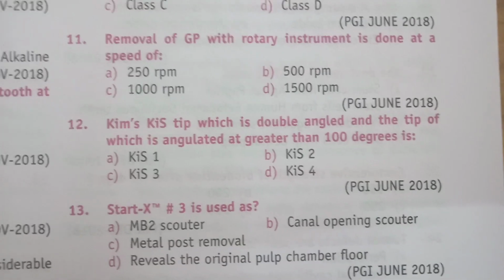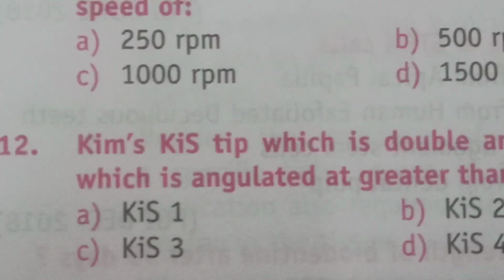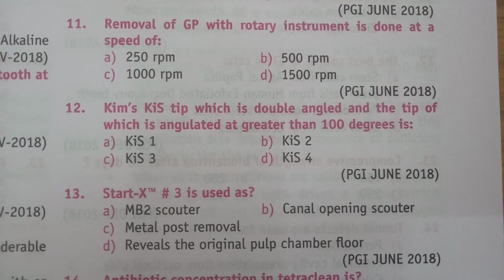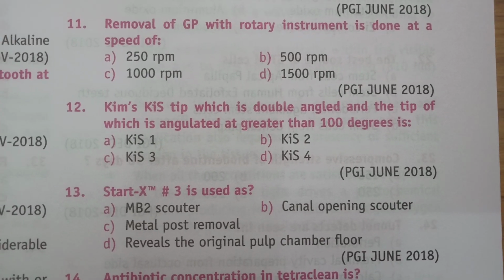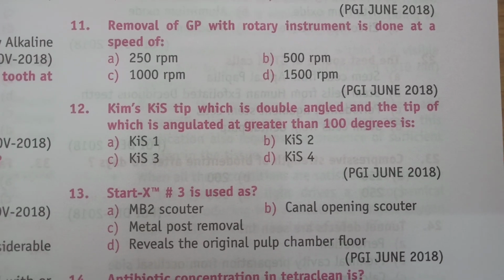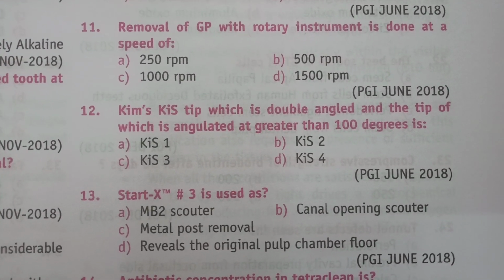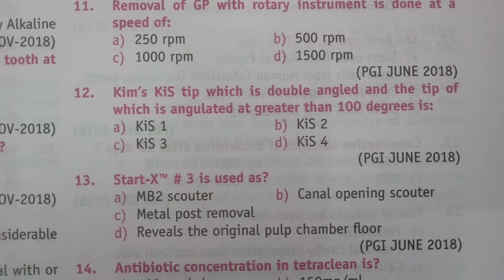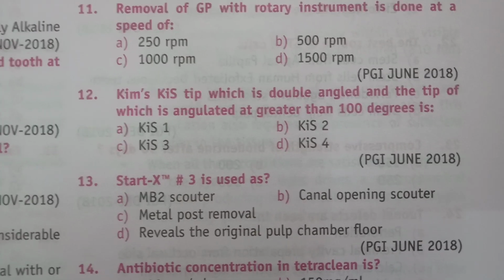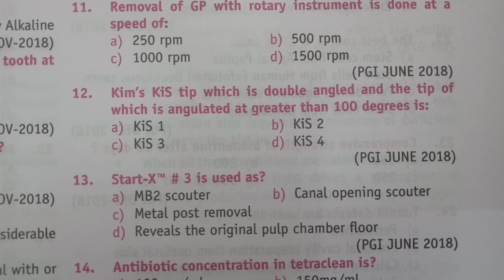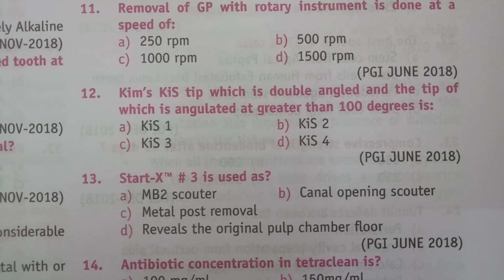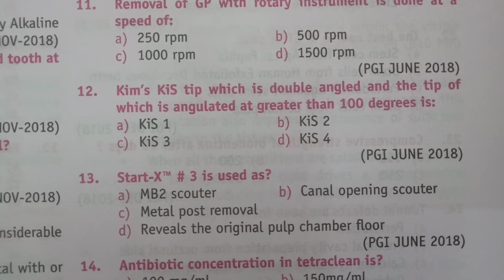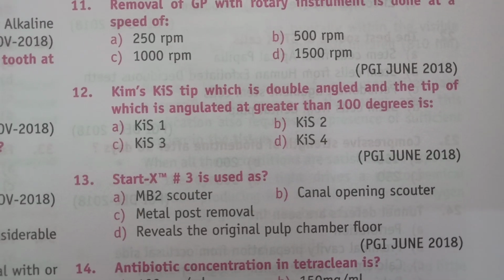Next question that I have selected, number 12. Kim's KiS tip, which is double angled and the tip of which is angulated at greater than 100 degree, the answer was KiS4. So you will go to the explanation part. And the 13th question also, Start-X3 is used as MB2 scouter, canal opening scouter, metal post removal, reveals the original pulp chamber floor. The answer was B, canal opening scouter. So we'll explain both the questions 12 and 13.